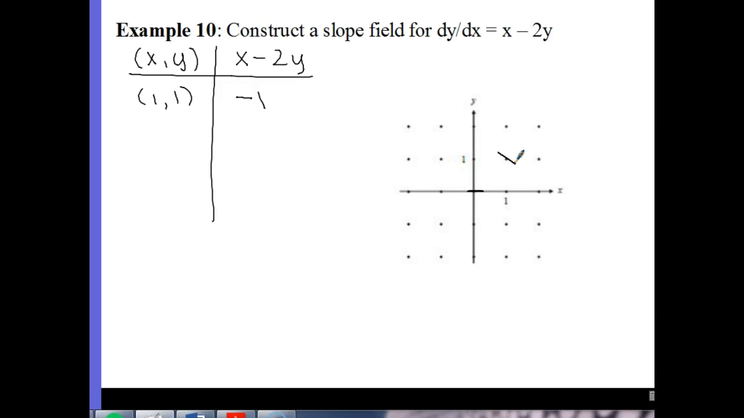Okay, how about 2, -2? So what's that mean about my slope? Steeper. More steeper. How about negative 1, negative 1? +1.